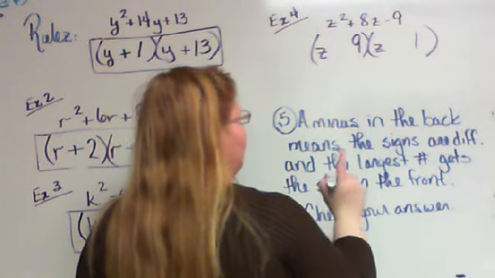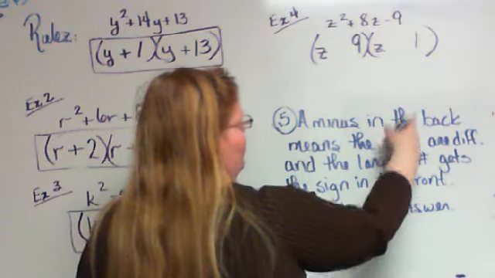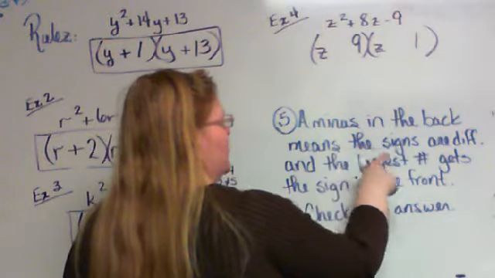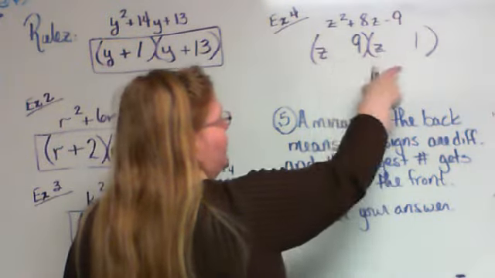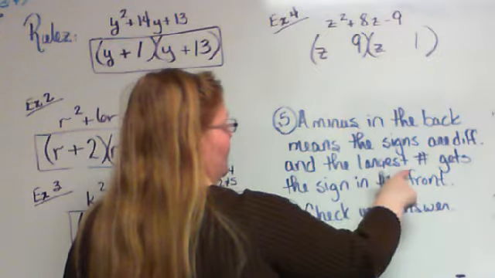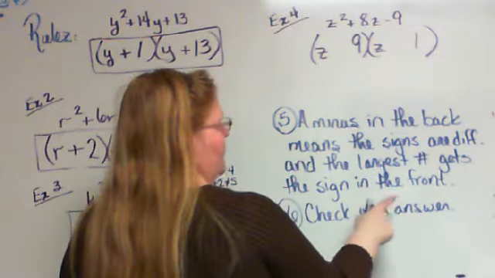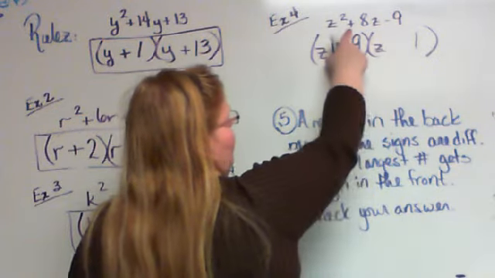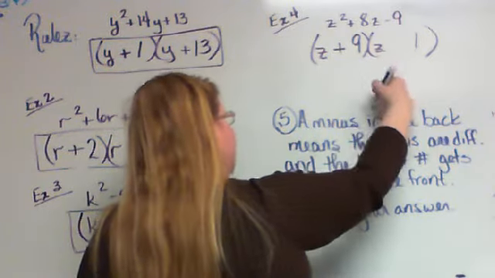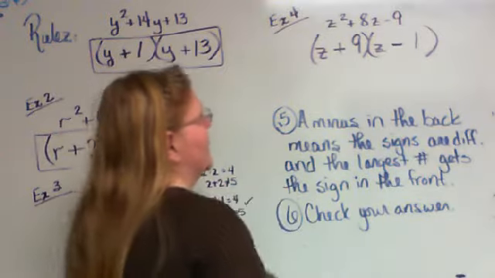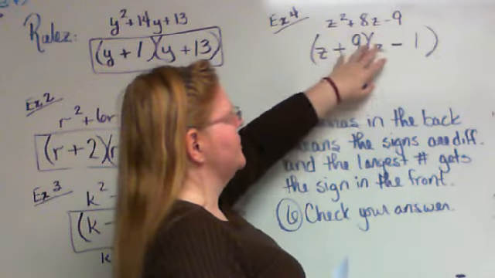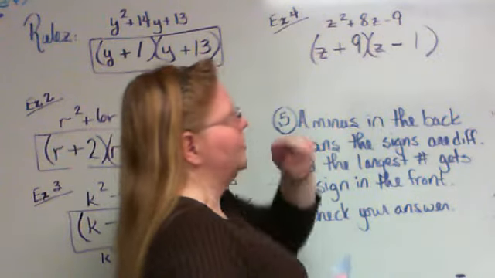Okay? Then it says when there's a minus in the back, because we have a minus in the back this time, not a plus, it means the signs are different. So that means one of them's going to have to be plus and one of them's going to have to be minus. The largest number, that's my 9, gets the sign in the front. So my 9 must get the plus, which means my 1 must get the other one. So that's a minus. Now it doesn't look like this because that's what that looked like up there. Just because that's a plus and a minus doesn't mean this is always going to be a plus and a minus. I'll show you why in a second.